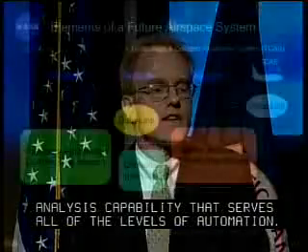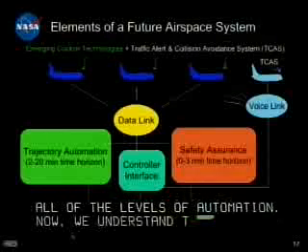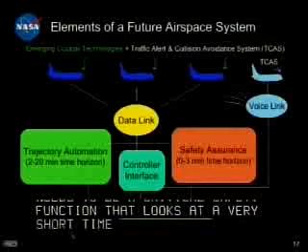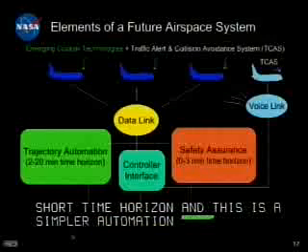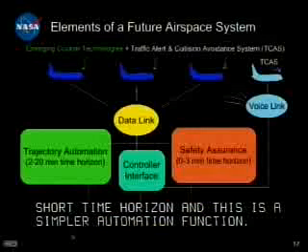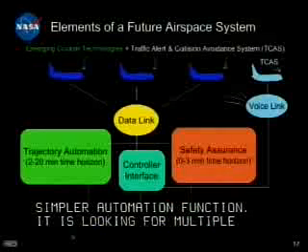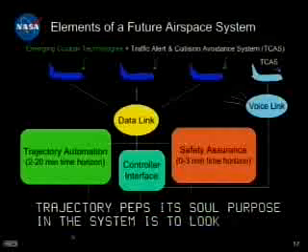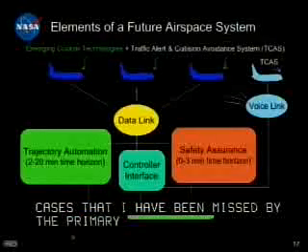Now, the red box. We understand that there needs to be a safety critical function that is looking at a very short time horizon, and this is a simpler automation function. It is looking out at a short time horizon. It is looking for multiple trajectories. Its sole purpose in the system is to look for cases that have somehow been missed by the primary trajectory engine and identify those cases at a very highly safety critical level.